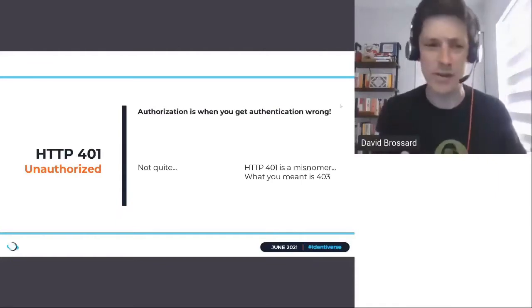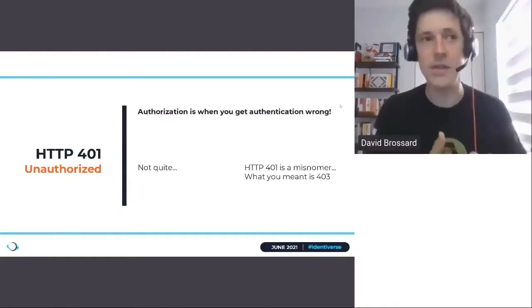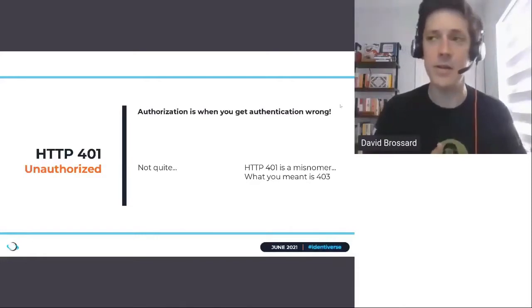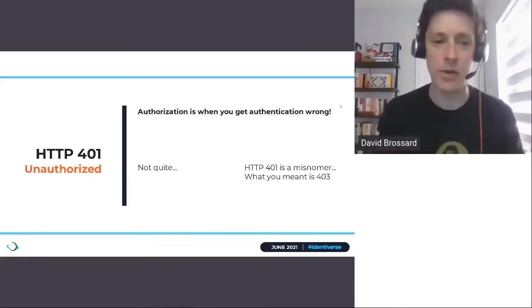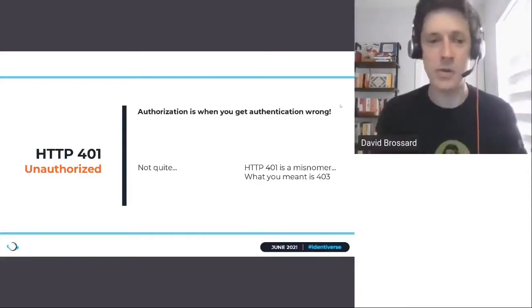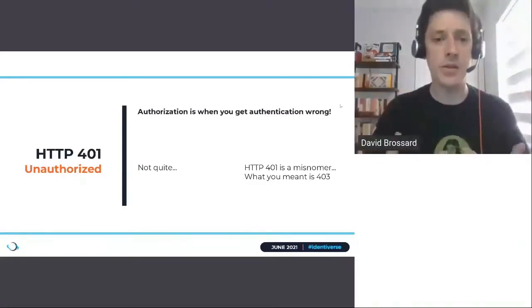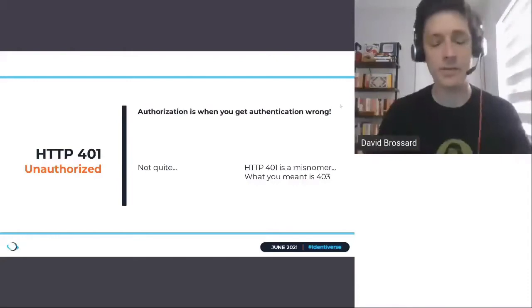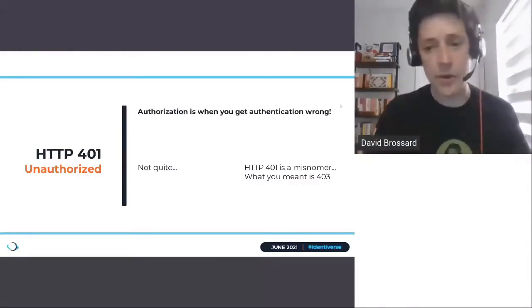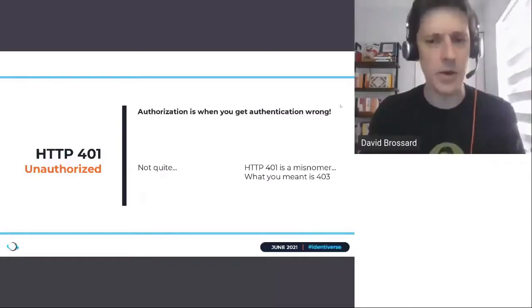Not quite. I think the folks, when they named the HTTP codes way back in the day, got a little too excited and called 401 unauthorized, which is one of my number one pet peeves. It's a misnomer. 403 would be more adequate. When you're trying to do something, you can't do it, you're not authorized to do it, therefore you should be getting a 403. 403 is called forbidden, by the way. So authorization isn't really when you get authentication wrong.